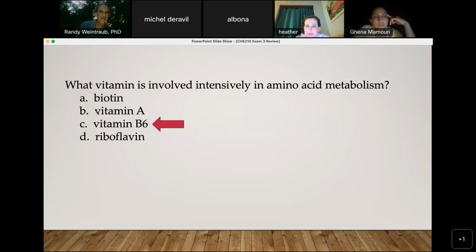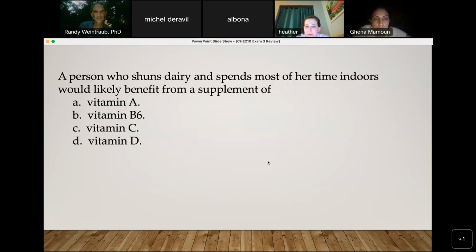And vitamin A is that vitamin. It has vision, it has reproduction roles, and it has a general growth role, also in growth and energy. Some of these are hard to distinguish from one another. A person who avoids dairy and spends most of her time indoors would likely benefit from a D supplement. That's right.